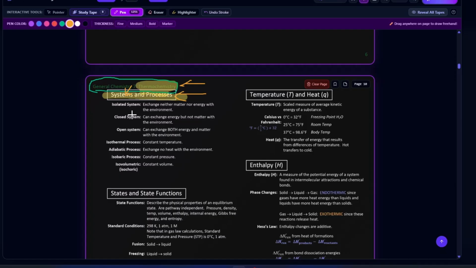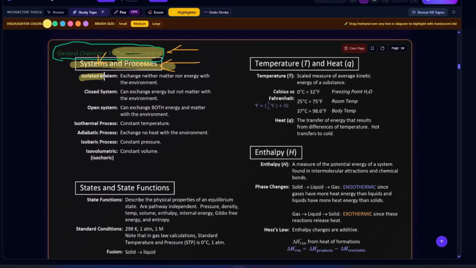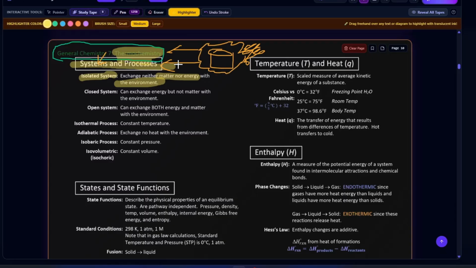So, systems and processes. In an isolated system, it exchanges neither matter nor energy with its environment. Systems interact with their environment, and the environment is anything outside of the system. That's another key term to know because they define environment in that way. A closed system is when you can exchange energy but not matter with the environment, and an open system is when you can exchange both energy and matter.